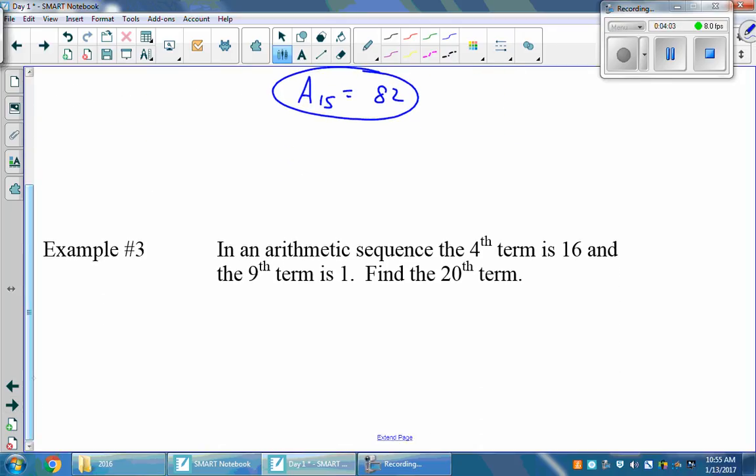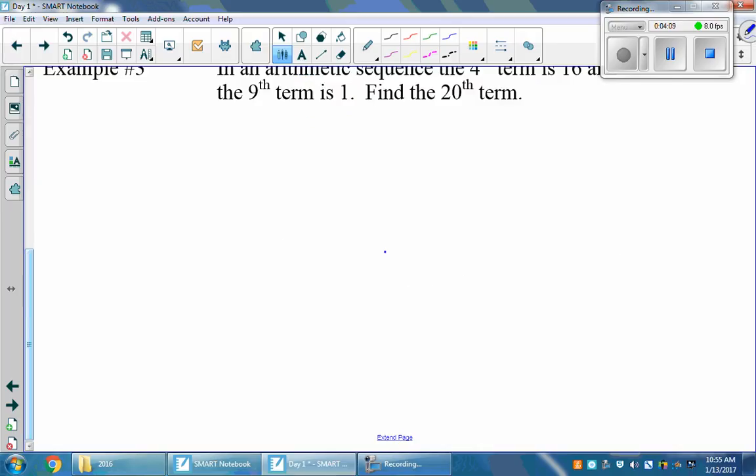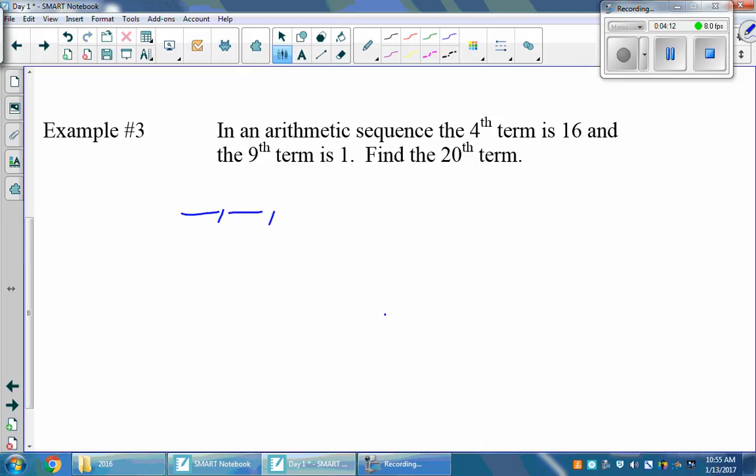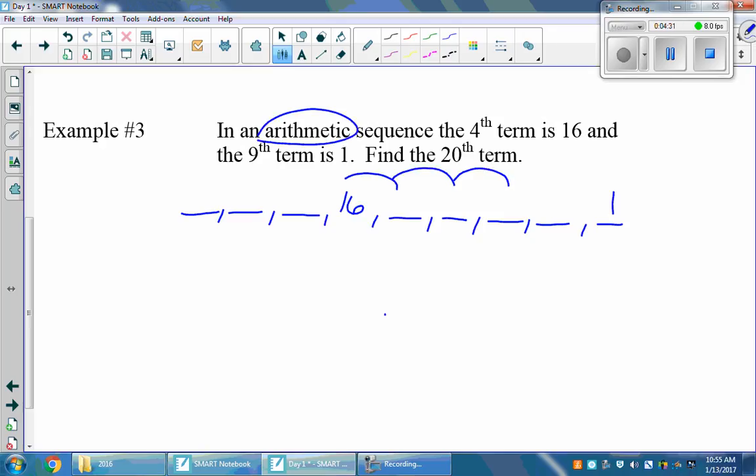Number 3. In an arithmetic sequence, the fourth term is 16, the ninth term is 1. Find the 20th. So we can think about that. Fourth term, 1, 2, 3, 16, 4, 5, 6, 7, 8, 9. Okay. So if I give you a gap in an arithmetic sequence, which means we added the same number, here we're actually adding a negative number. Subtract the largest term from the smallest term. So 1 minus 16, we all know, is negative 15.